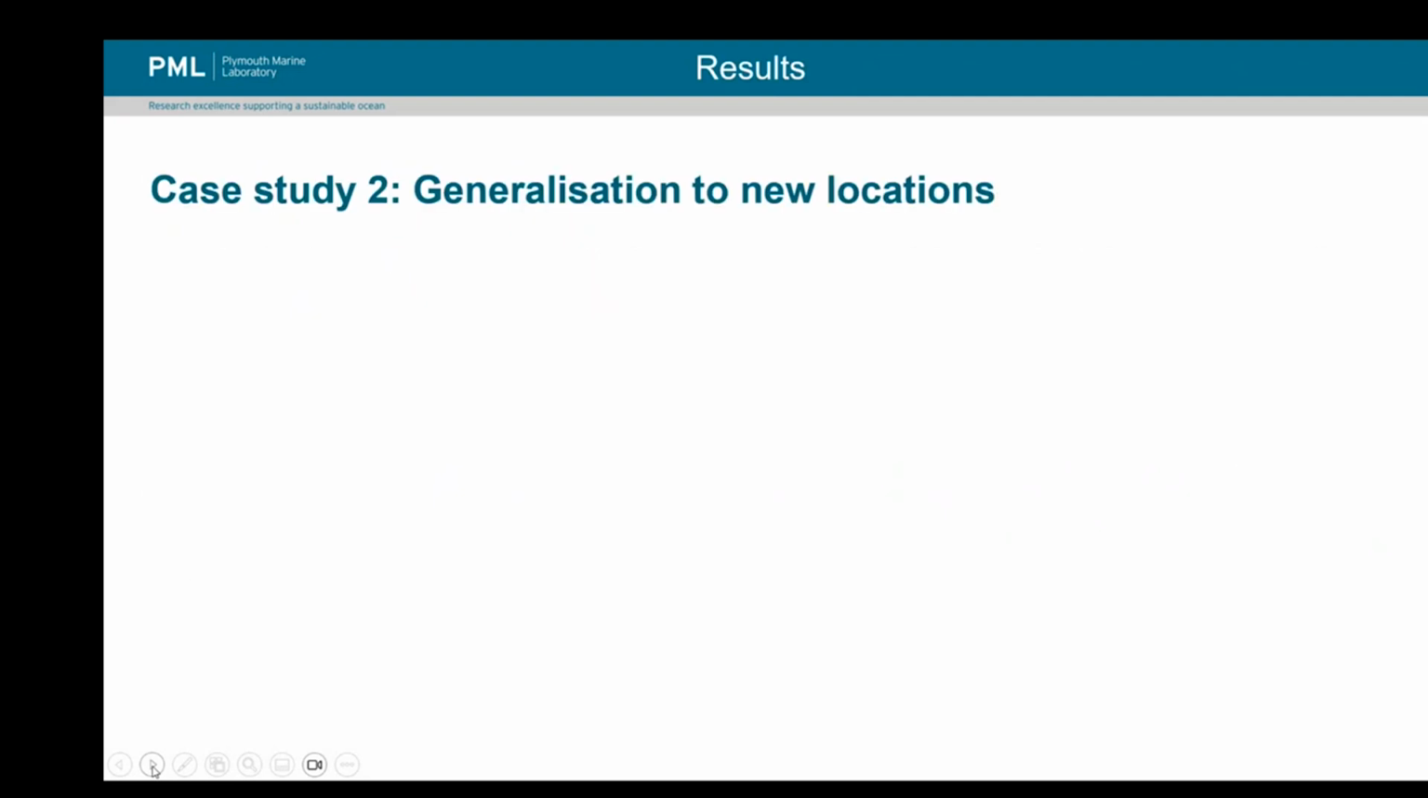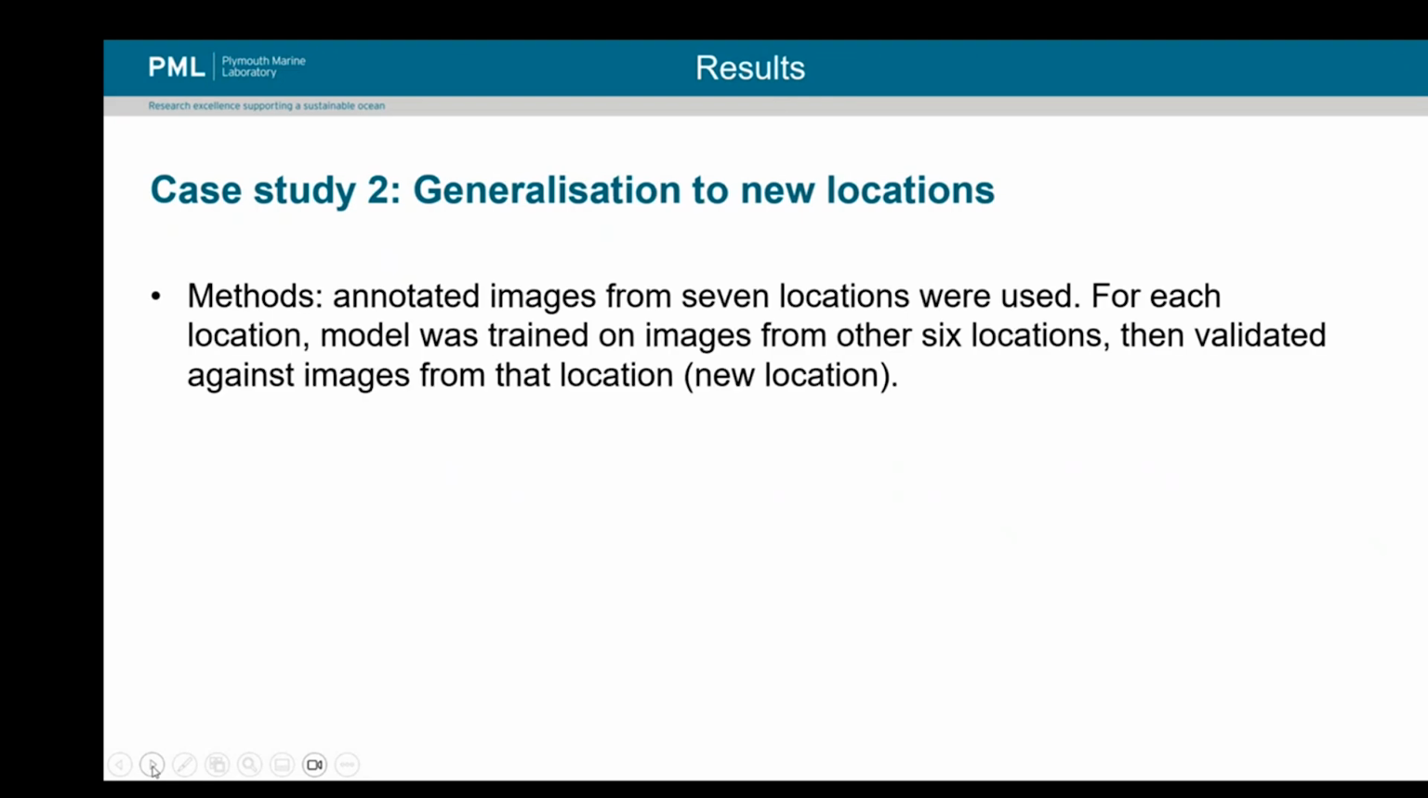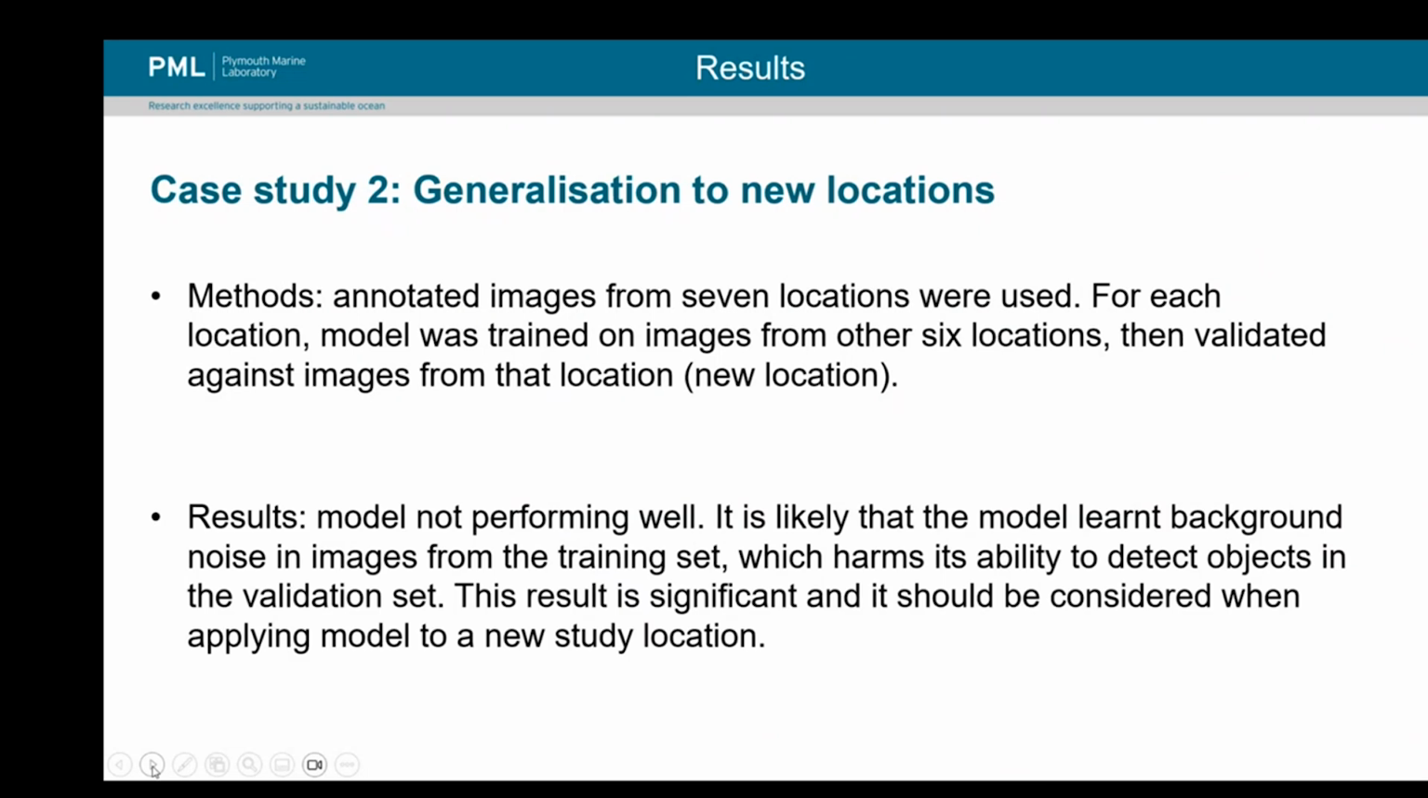Case study 2, then, we wanted to see how well a model could generalize to a new location. So we essentially took the annotations from 7 of the locations. We would use 6 of the locations to build a model, and then we would test that model on the 7th location. And we did that for each of the different iterations of that to see how well the model did. Again, model not performing terribly well. The model's basically learning a lot about the background noise in the images from the training set, and that harms its ability to detect objects in the validation set. And this is a big problem.